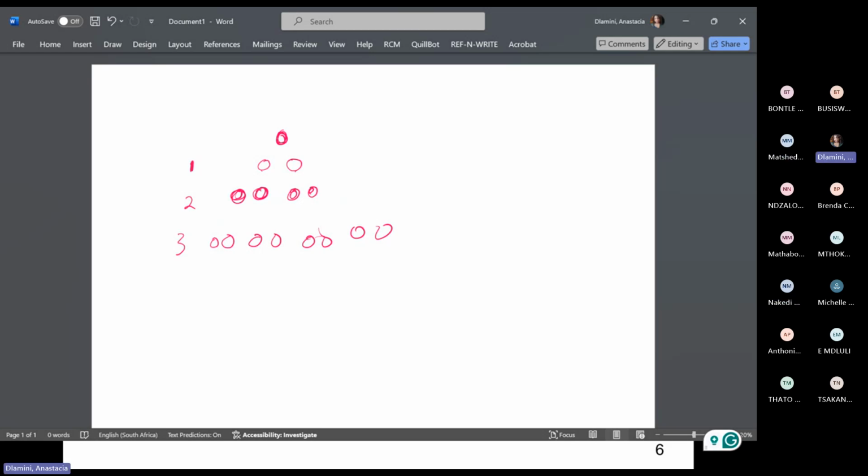Yes, ma'am. Meaning that at t equals 0, we had 1 bacterium. At t equals 1, we had 2 bacteria. At t equals 2, we had 4 bacteria. At t equals 3, we had 8 bacteria. If we look at the pattern here, you'll notice this is 2 to the power of 0, which is 1. This is 2 to the power of 1. This is 2 to the power of 2. This is 2 to the power of 3.